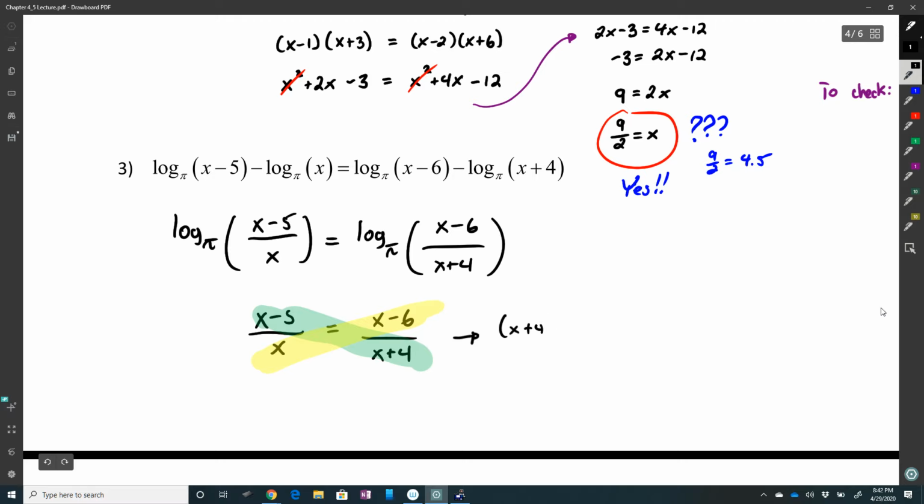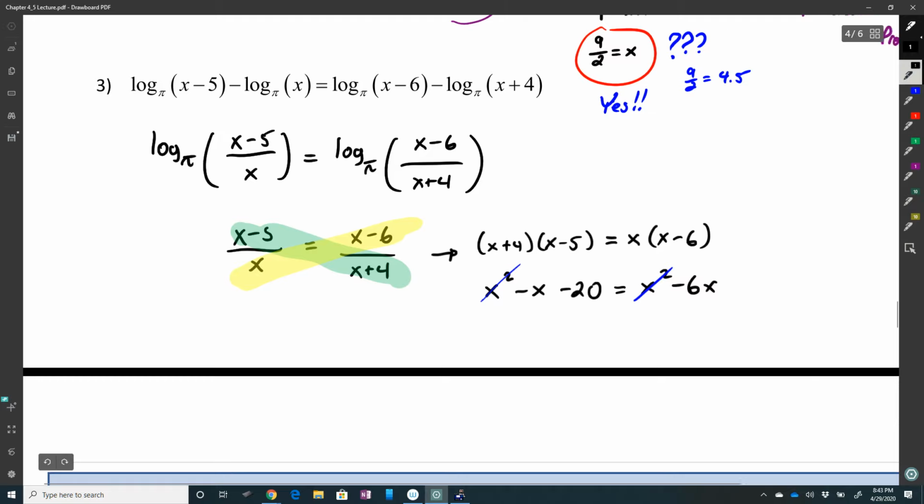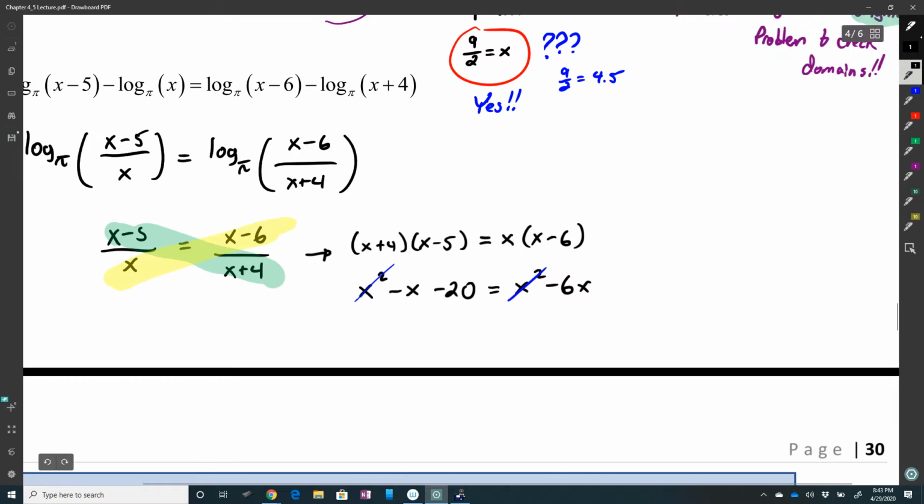So I have x plus 4, x minus 5 is equal to x minus 6. x squared minus 5 plus 4 is minus x minus 20. x squared minus 6x. Notice the x squareds cancel out just like they did last time. And I'm left with a little problem to solve. Let me write it over here. Don't want to run out of room. Negative x minus 20 equals negative 6x.